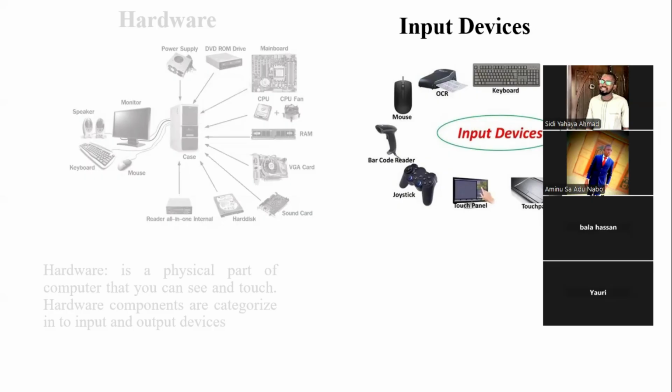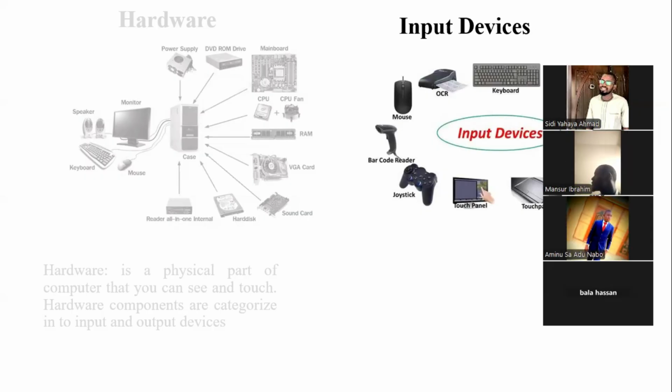So to talk about input devices. Normally, input devices are used to enter data into the computer. These are all the devices that we use to put information into the computer. For example, keyboard, mouse, scanner, microphone, and even the webcam. So when you type on a keyboard or click a mouse, you are giving instructions to the computer.